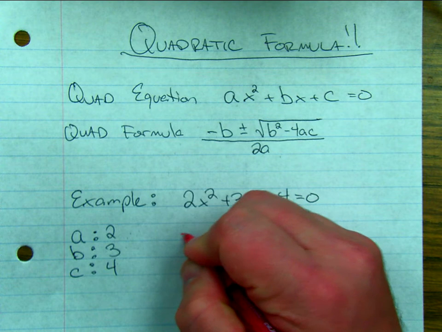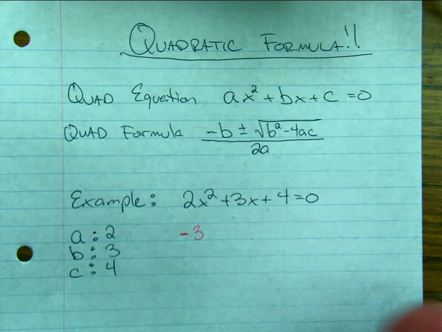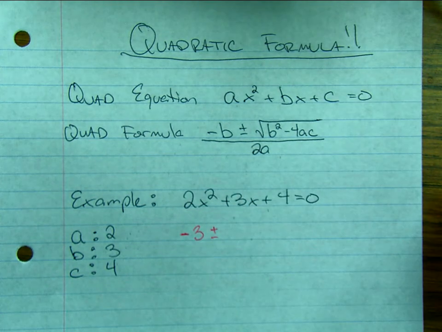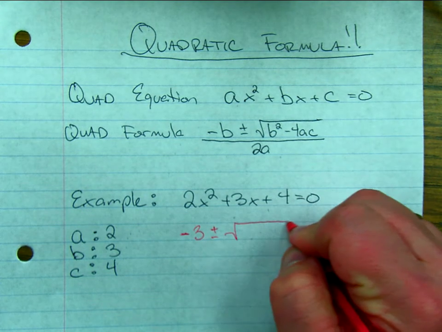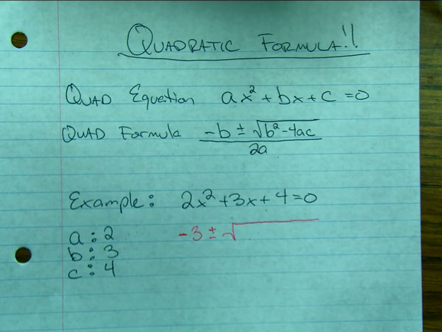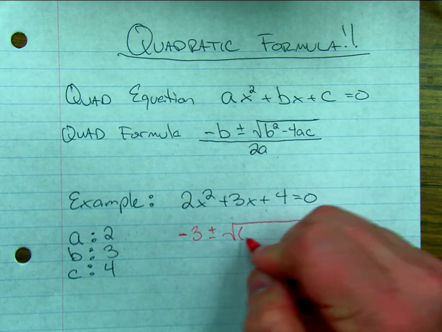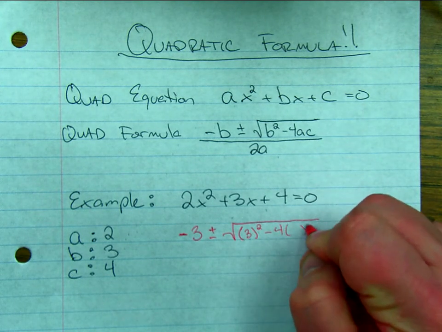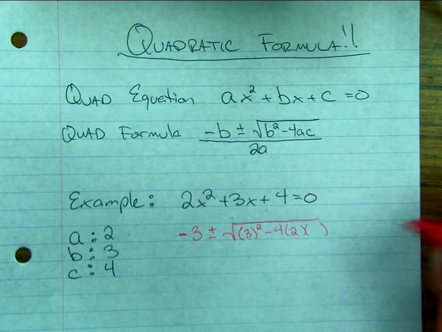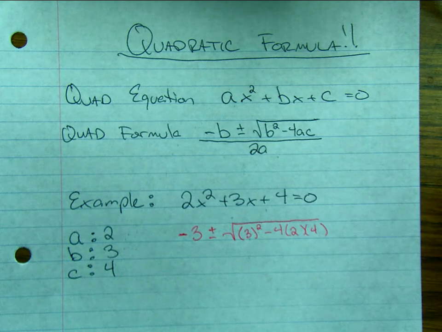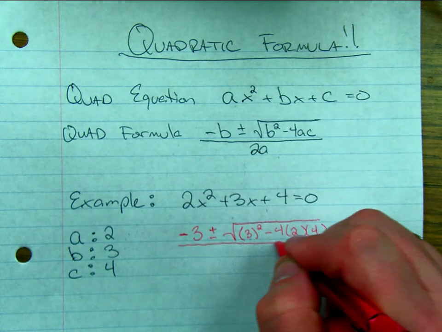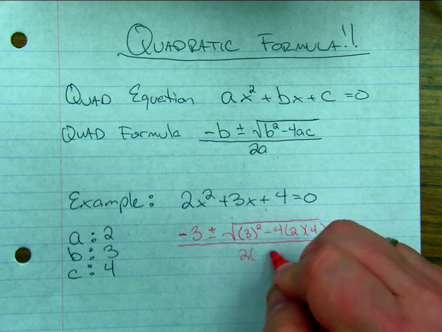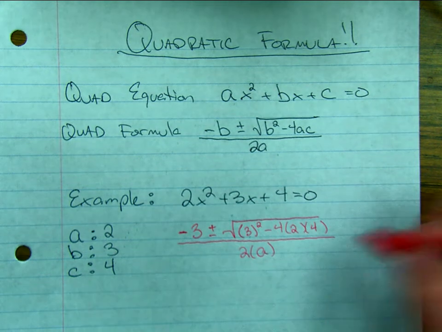So we say negative whatever my b term is, which is 3, plus or minus the square root of b squared, so I'm going to take that number 3 and I'm going to square it, minus 4 times a times c. My a number was 2, my c number was 4. All of that over 2 times a. Now, that's a lot to remember.